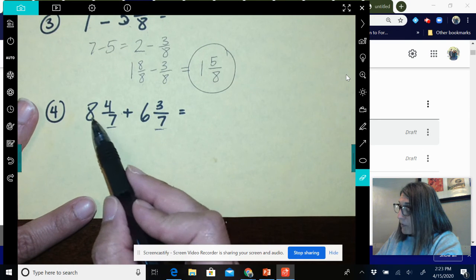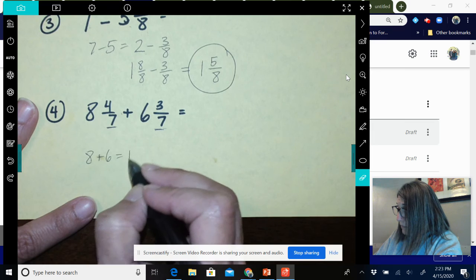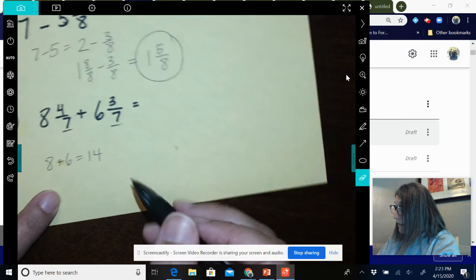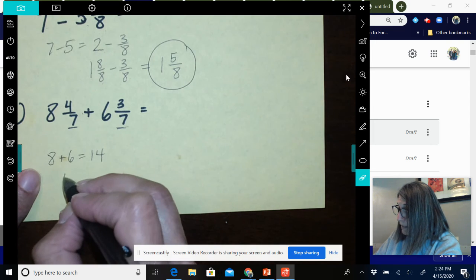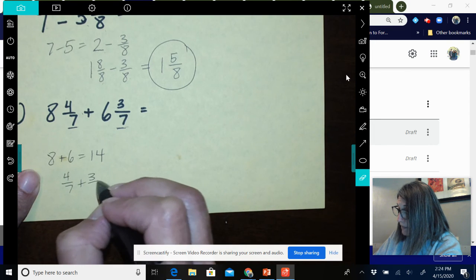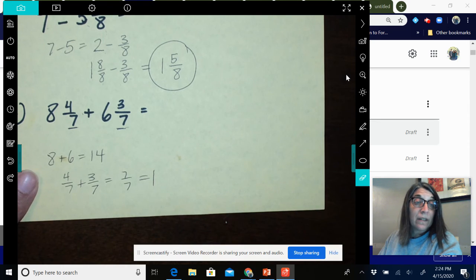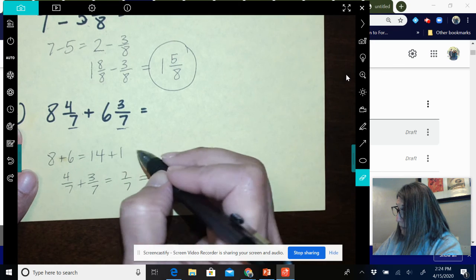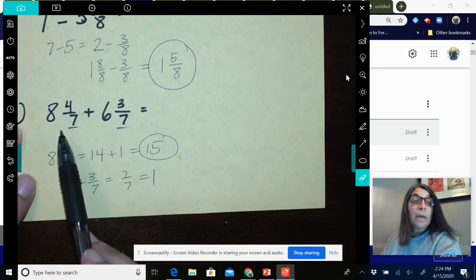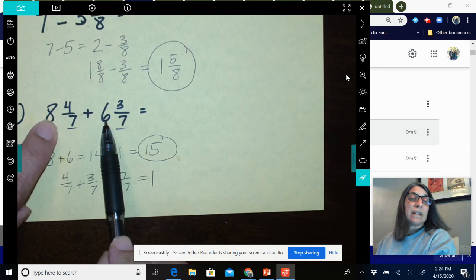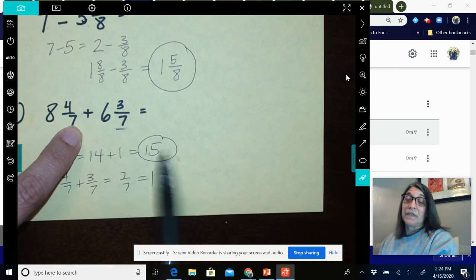So now all I'm going to do is add my whole numbers, 8 and 6. So 8 plus 6 is 14, right? But then I still need to add my 4/7, and I'm going to do that down here, 4/7 plus 3/7, which gives me 7/7, which is really equal to 1, right? So I'm going to add that 1 up here to my 14, and I'm going to get 15 as my final answer. So you may have been able to do this mentally too. Look at this and see this adds up to 14, and these two, when I add them together, add up to 1. 14 and 1 is 15.